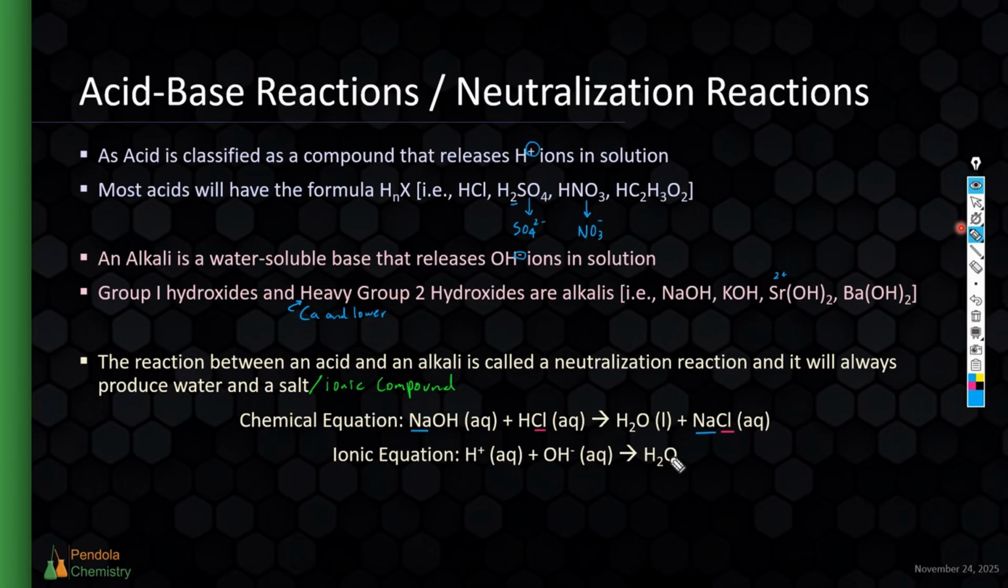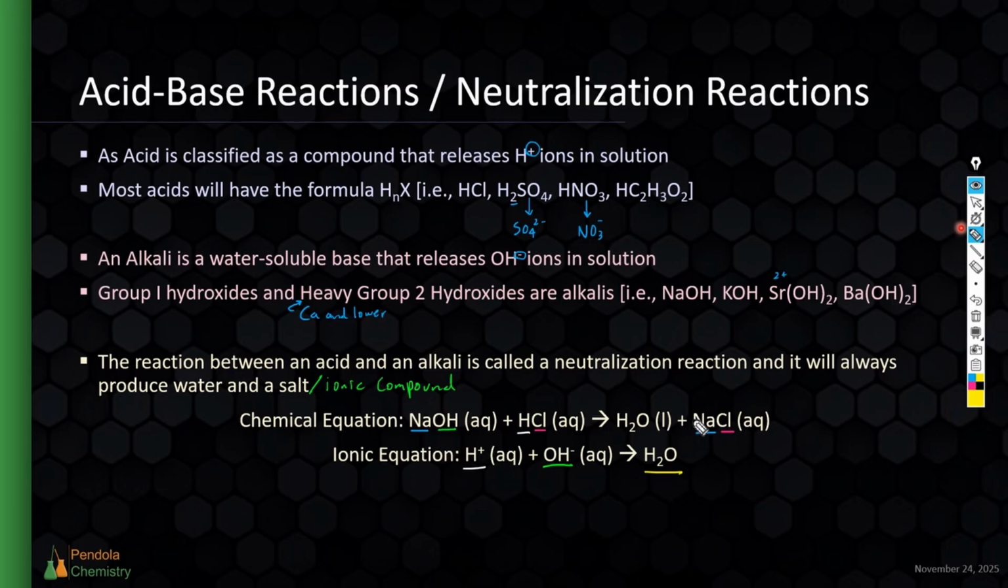But again, the point here is that when an acid and an alkali react, they're always going to create water and sodium chloride. The ionic equation for this is simply the hydroxide ion and the hydrogen ion combining to create water. So the hydroxide from the base combines with the hydrogen ions from the acid, and together they make water.